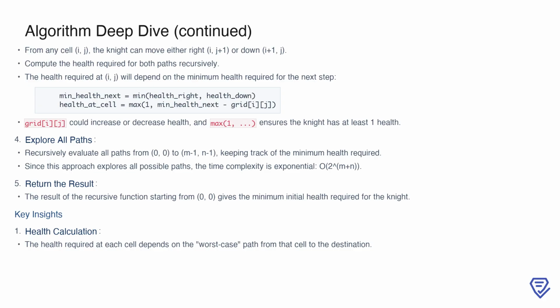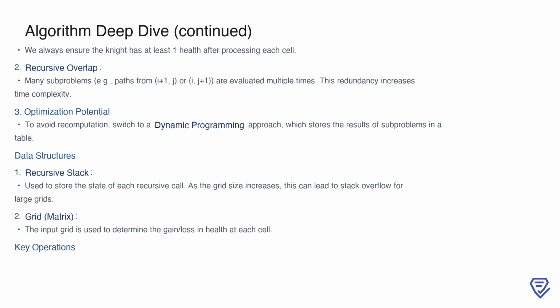journey. This approach highlights a key insight: the health required at each cell depends on the worst-case path from that cell to the destination. However, one major inefficiency in this method is the overlap in recursive calculations. Many subproblems, such as evaluating the paths from the same cell multiple times, lead to redundant computations. This redundancy significantly increases the time complexity.